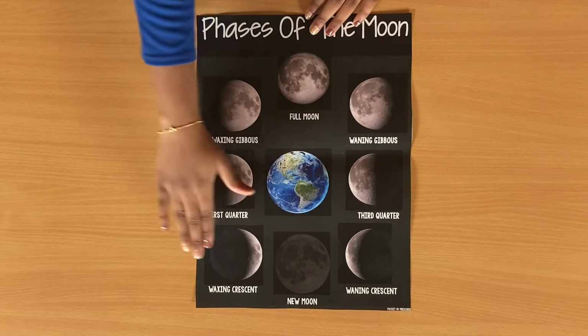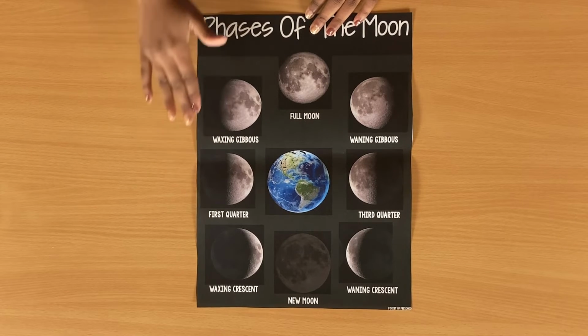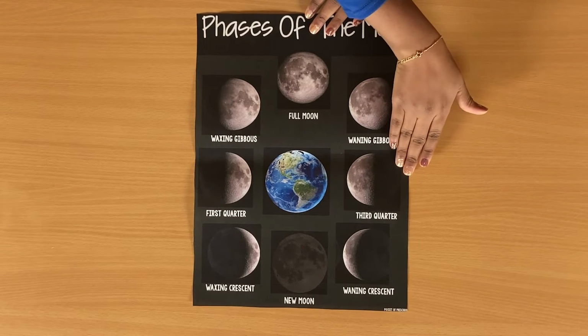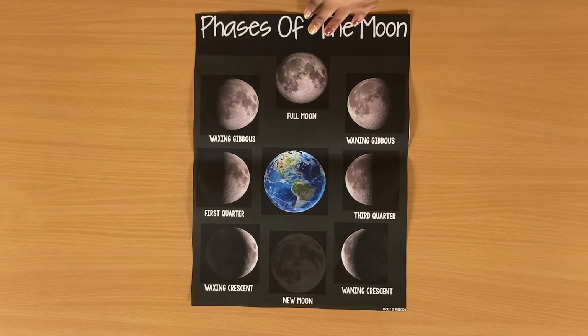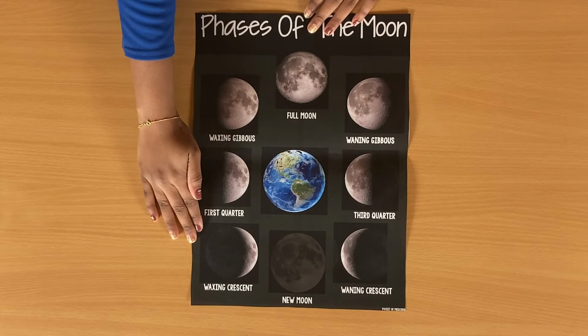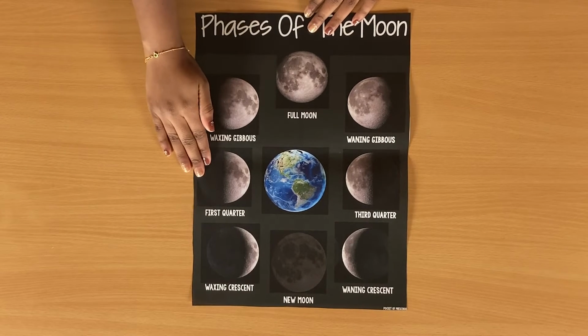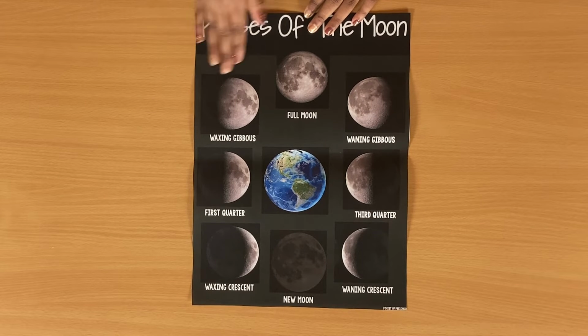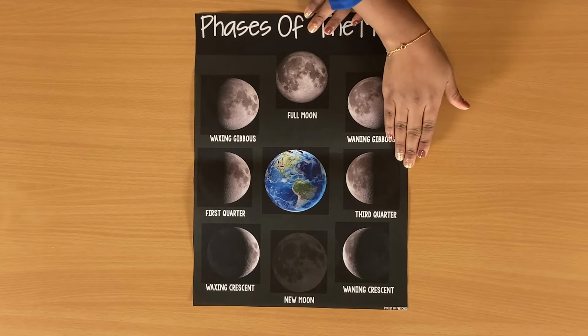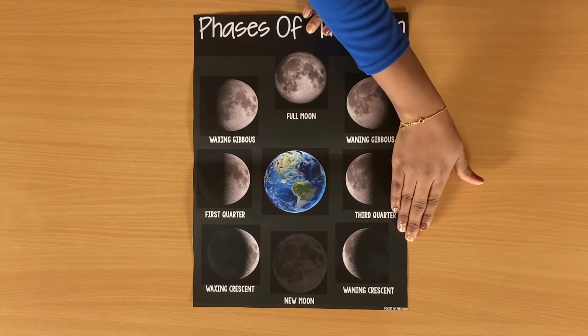So we have a new moon, waxing crescent, first quarter, waxing gibbous, full moon, waning gibbous, third quarter, waning crescent. One more time. Say it with me. New moon, waxing crescent, first quarter, waxing gibbous, full moon, waning gibbous, third quarter, waning crescent, and then back to new moon. So remember, waxing means getting bigger, waning means getting smaller.